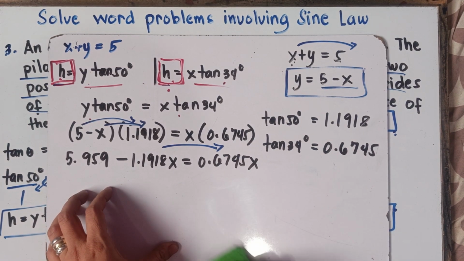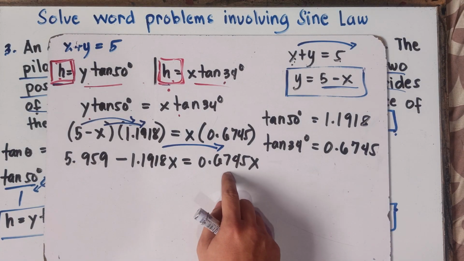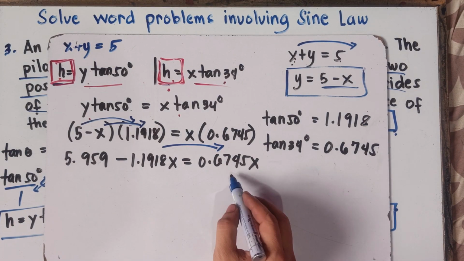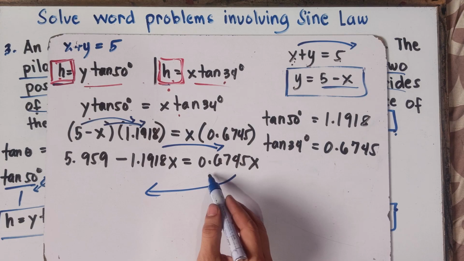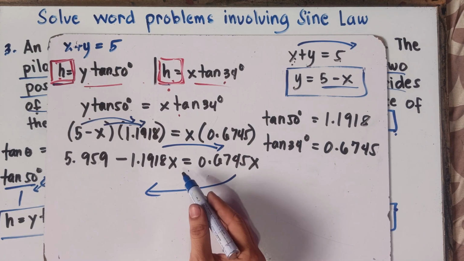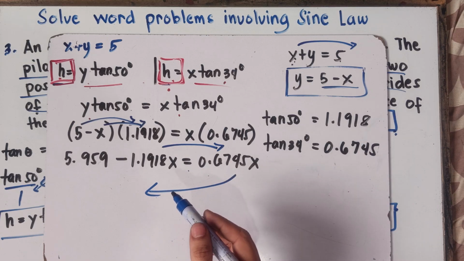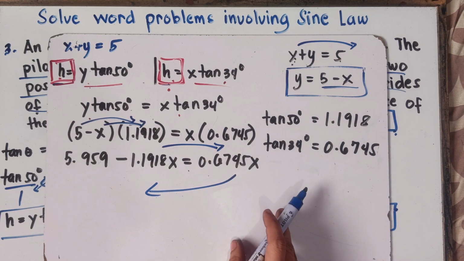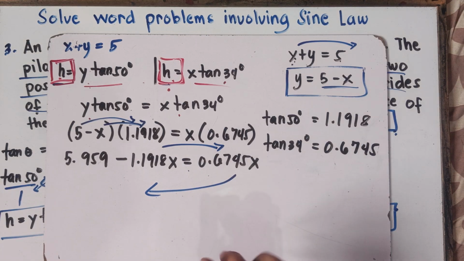Because if you transpose this one, the 0.6745, from right to left, it will become negative, right? This is positive. Once you transfer from this equal sign, you change the sign. It will become negative, and it will be quite complicated, class, if you're dealing with negative x.